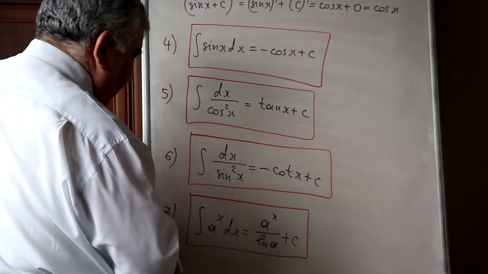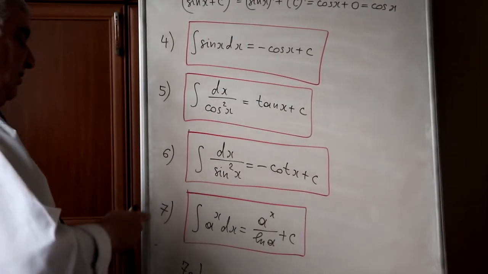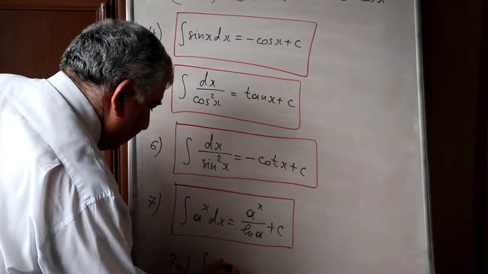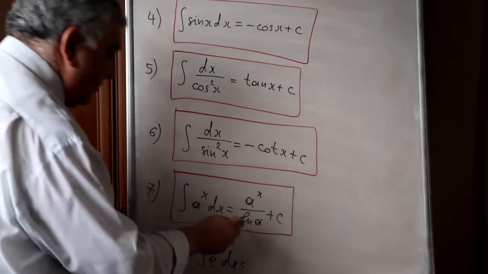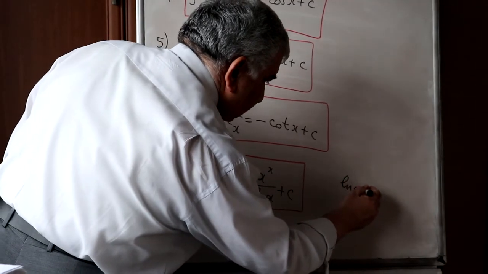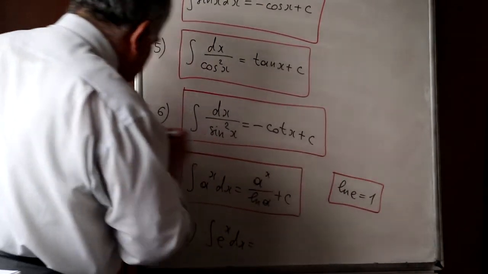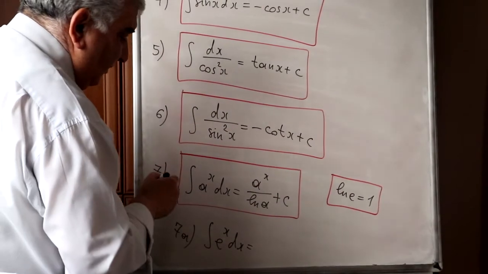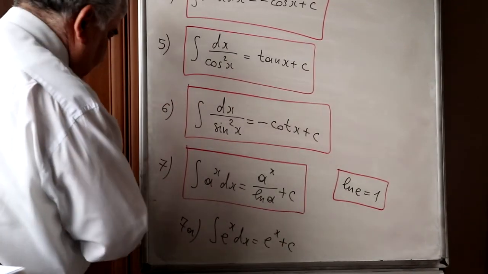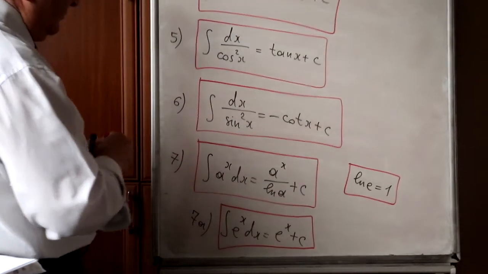And 7a, if we substitute e instead of a, then we will have integral of e to the x dx is equal to, and you know that the natural logarithm of e is unity, and therefore it will be equal to e to the x plus c. Then continue.